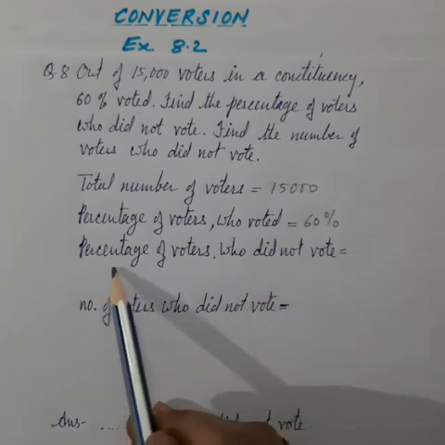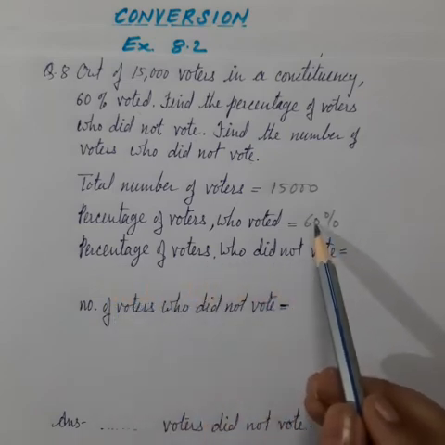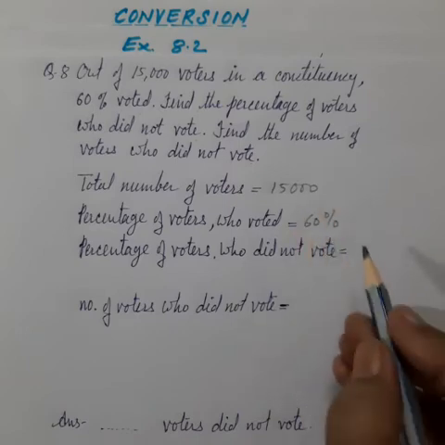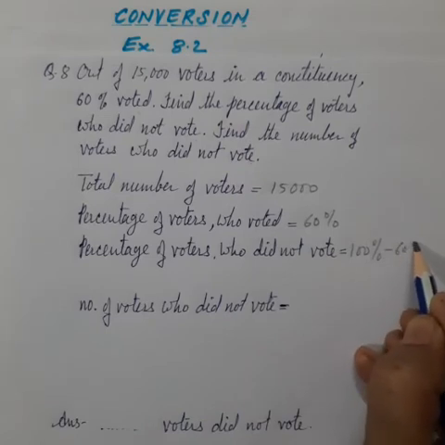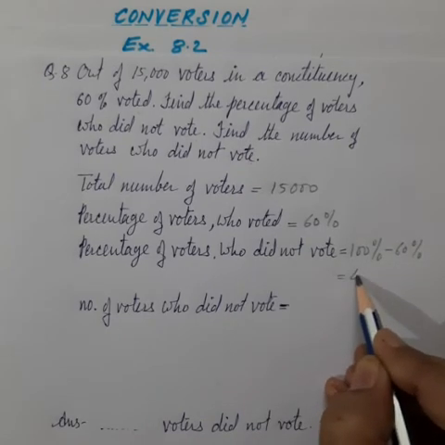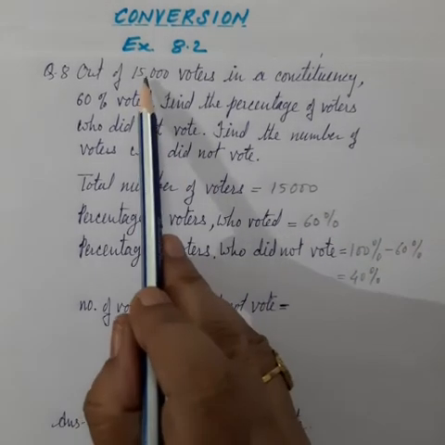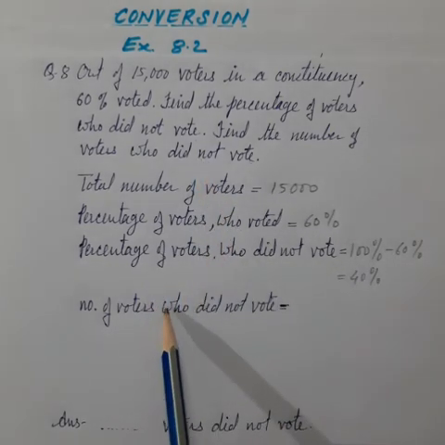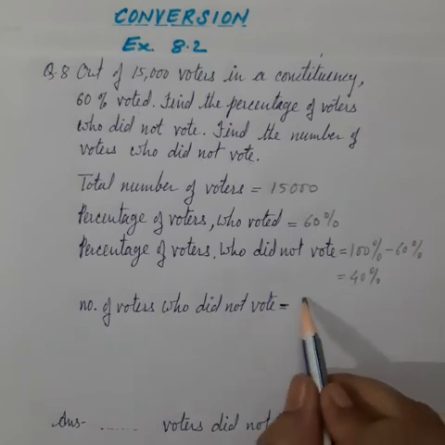So to find the percentage of voters who did not vote, we have to subtract the percentage who have voted from the total percent. So 100% minus 60% is 40%. So 40% of the total voters have not given the vote. And now we have to find out the number of voters who have not given the vote.